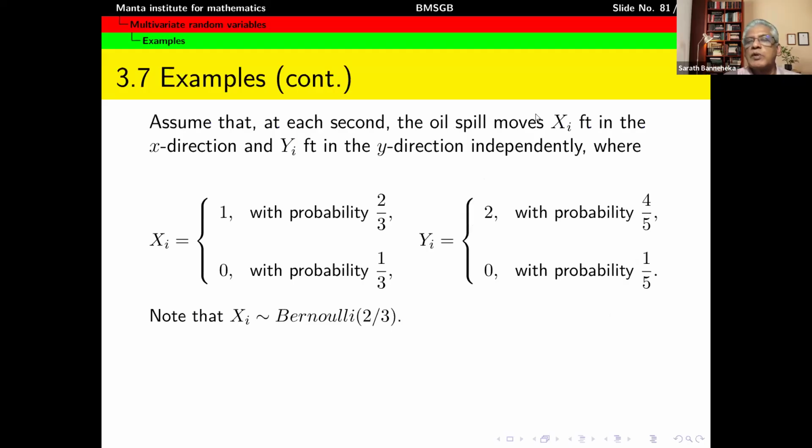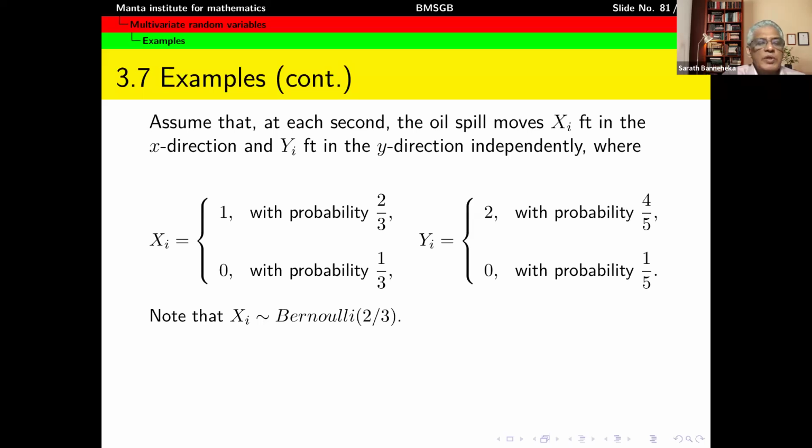Let's formulate the problem in mathematical terms. Assume that at each second, the question says it's moving 1 feet or 2 feet per second. So we are going to consider what happens in every second. Assume that each second the oil spill moves xi feet in the x direction and yi feet in the y direction in the ith second. So in the ith second, we are going to assume that the amount that it moved in the x direction is xi, and the amount that it moved in the y direction is yi. So these are random variables.